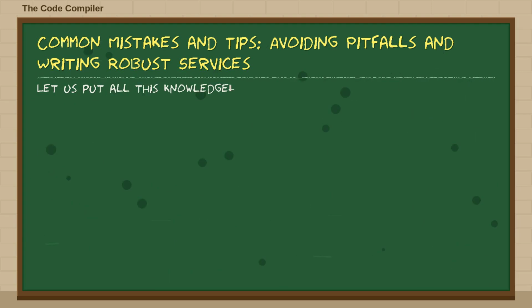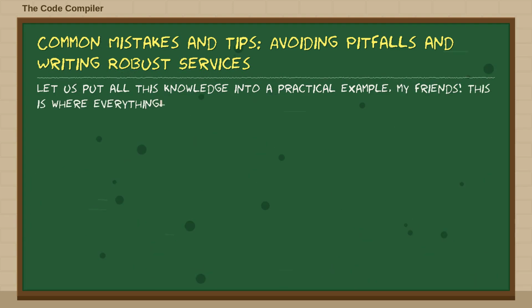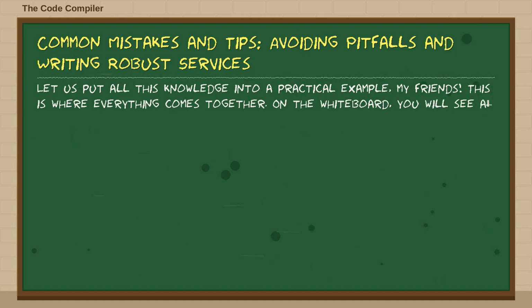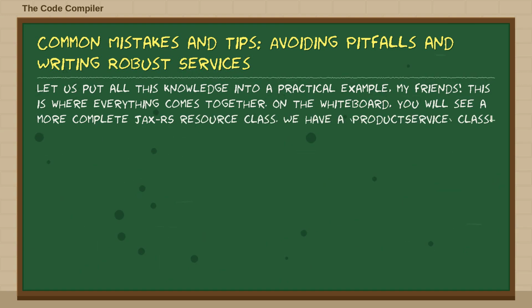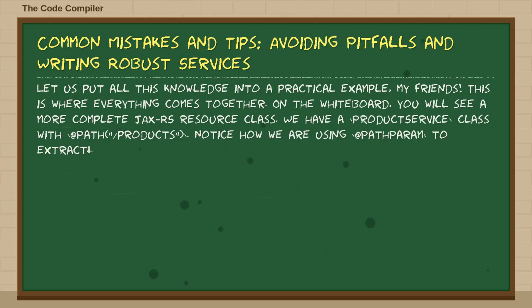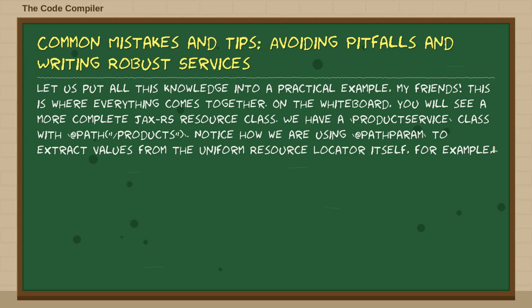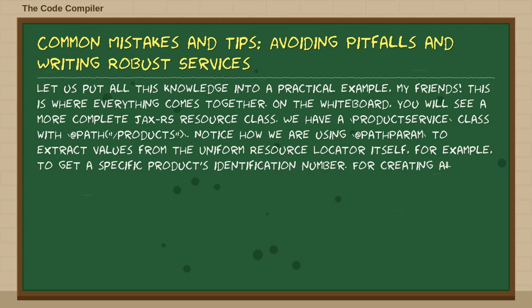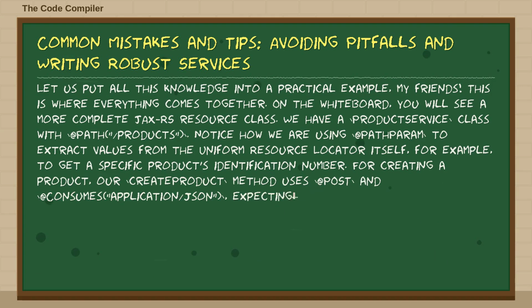Let us put all this knowledge into a practical example, my friends. This is where everything comes together. On the whiteboard, you will see a more complete JAX-RS resource class. We have a product service class with @Path products. Notice how we are using @PathParam to extract values from the uniform resource locator itself, for example, to get a specific product's identification number. For creating a product, our createProduct method uses @POST and @Consumes application JSON, expecting a product object in the request body.